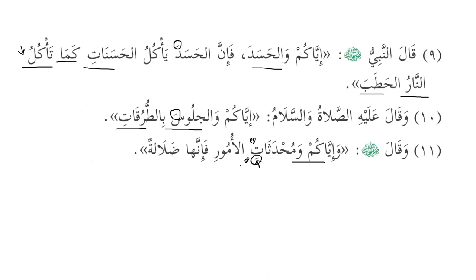Muhdathat al umuri. So this is mudaf ilayh. That basically means inventing new things in Islam. أحدث يحدث إحداثا فهو محدث. Muhdith is ism al-fa'il and muhdath is ism al-maf'ul. Something that has been invented in Islam, something that is not proven from Quran and Sunnah, and it is just invented by the people.